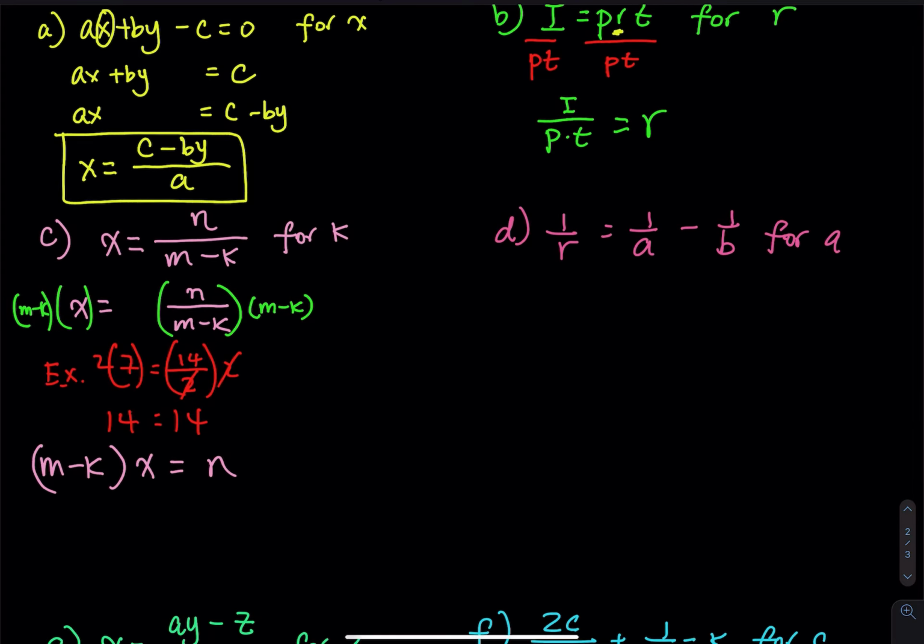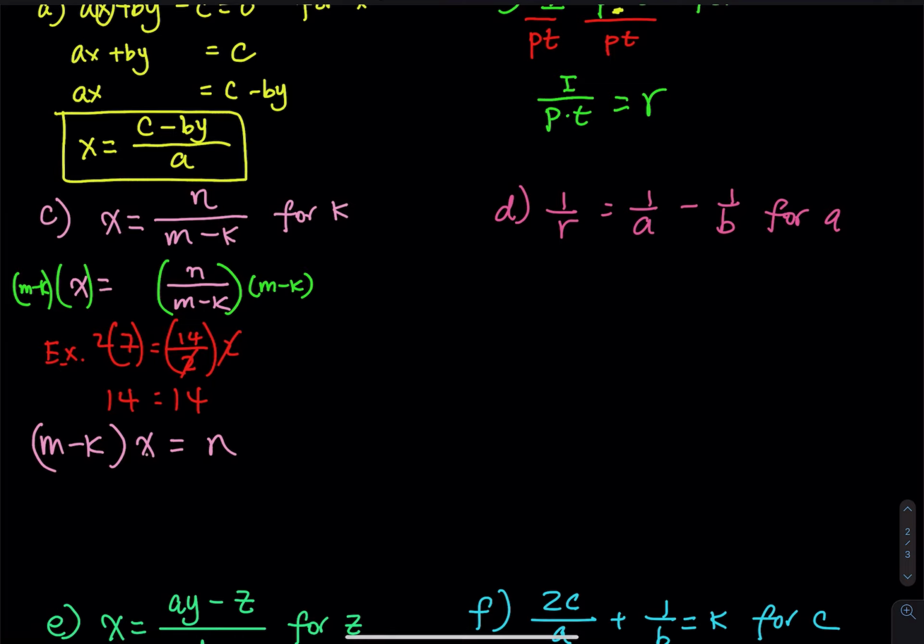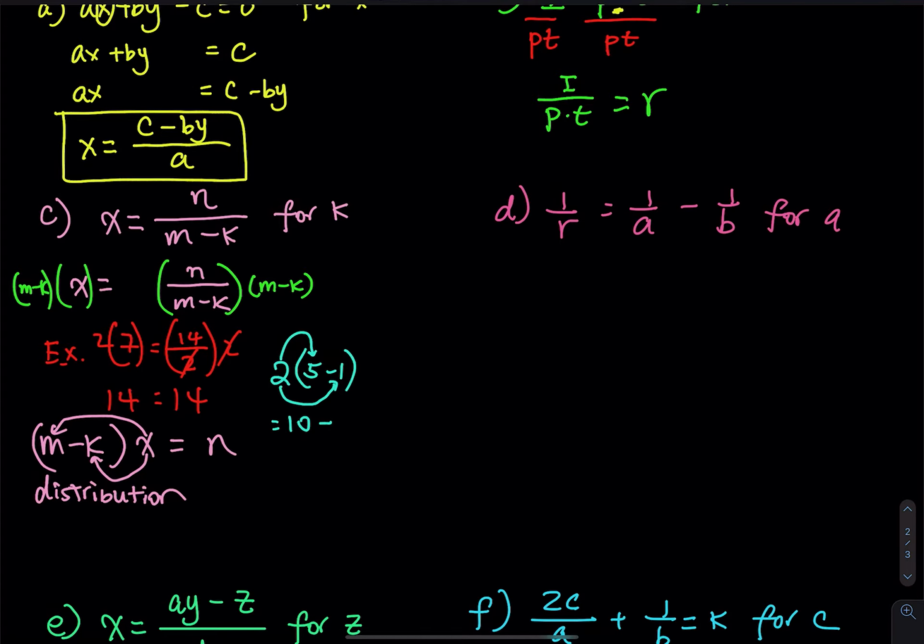And then there is a distribution right here. You have to distribute the x to the k and the m. So let me give you a simple example. Let's say you have 2 times 5 minus 1. What is that equal to? 5 minus 1 equals 4. 2 times 4 equals 8. Or you distribute the 2 to the 5 and the 1. So 2 times 5 equals 10, and then minus 2 times 1 equals 2. So you get 8 anyway. So that is called distribution.